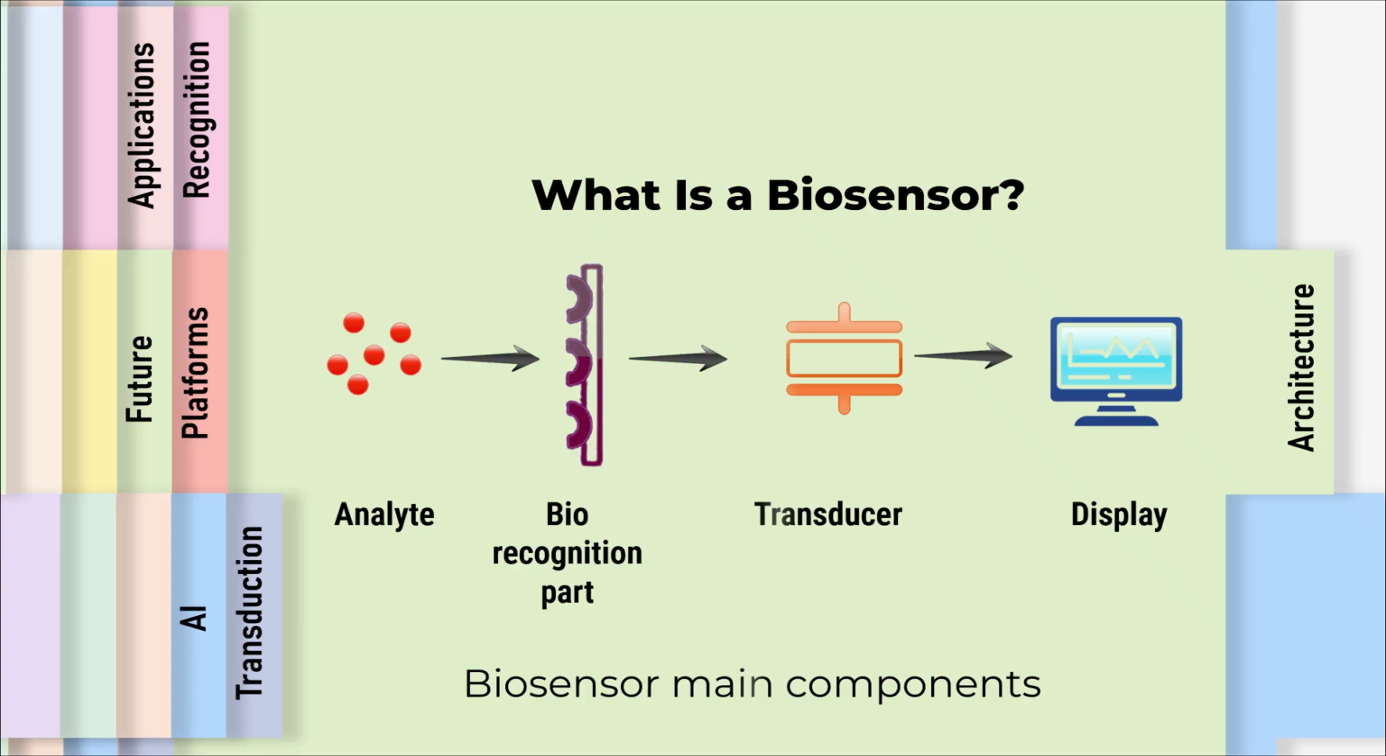Third, the transducer. This converts the biochemical interaction into a measurable signal. The signal may be electrochemical, optical, thermal, acoustic, or another form. Finally, data handling procedures manage measurement, denoising, deconvolution, correlation, and interpretation of the signal. These four components together explain how a biosensor works.